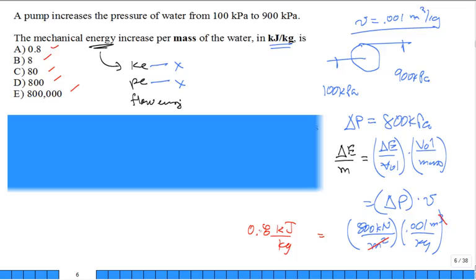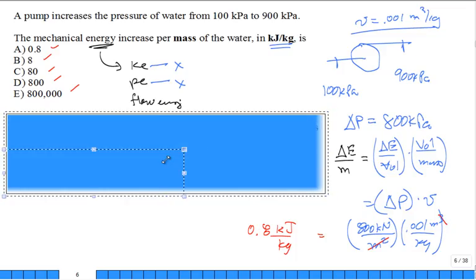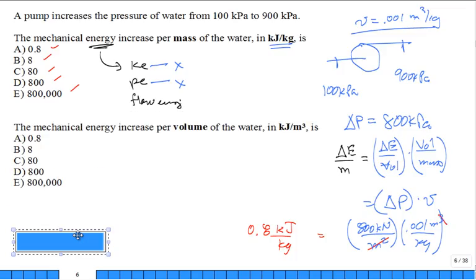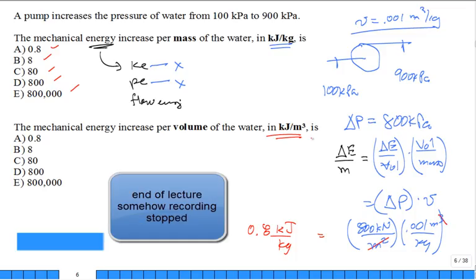Ready for a harder question? What do you think we're going to do? Tell me, what is the mechanical energy increase of the flowing fluid per volume of the water? Not per unit mass of the water, per volume. My answer needs to be in kilojoules per meter cubed. Let me pause and let you work on that.